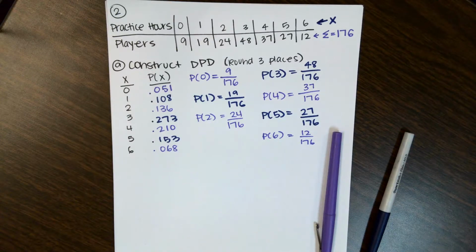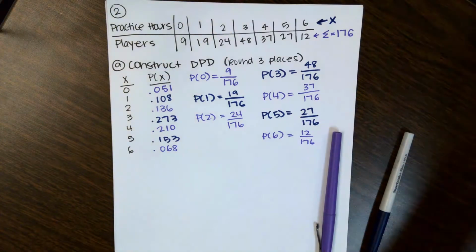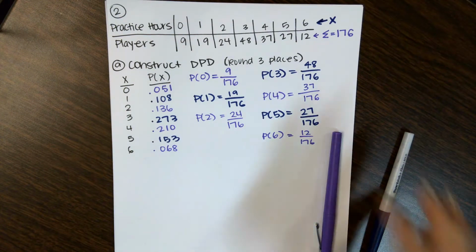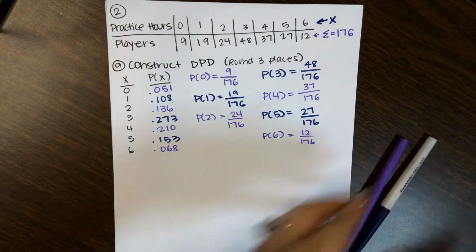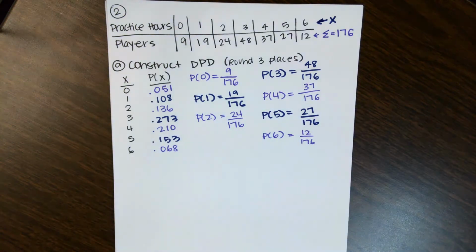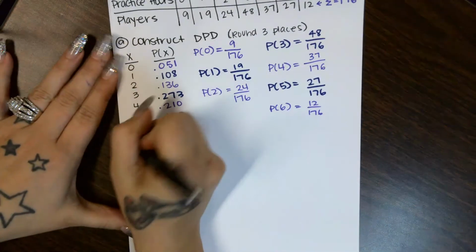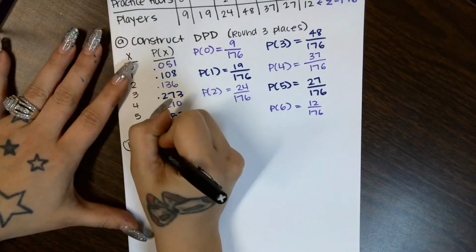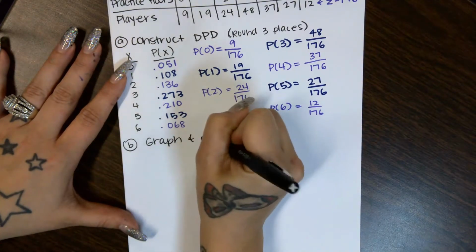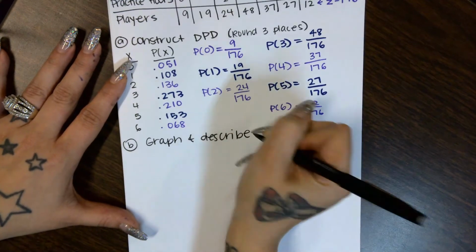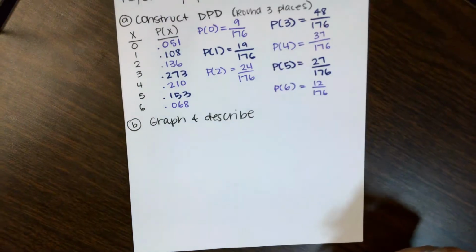So that's how you do a discrete probability distribution. Now, we're going to do the graphing part just so that you can kind of describe it. And so that was our B. We'll graph it and describe it. It ended up being the same type of setup.